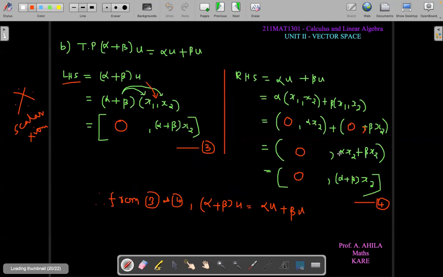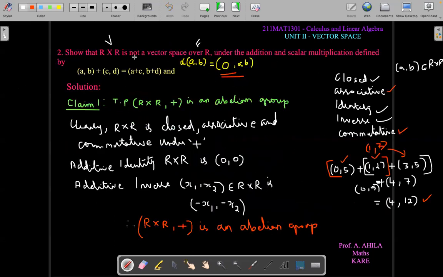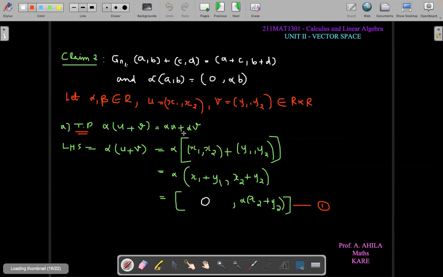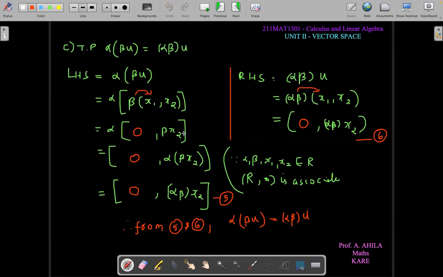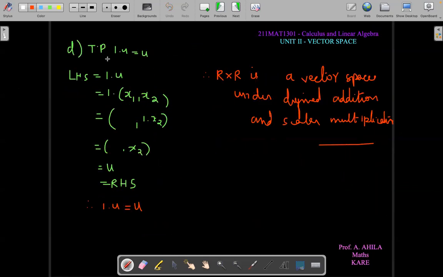But we need to prove this is not a vector space. No, this is not a vector space. This only we need to prove. Not a vector space means already condition 1 is satisfied. In condition 2, 3 conditions satisfied. Now we need to check for the fourth condition, which is 1 into u equal to u.